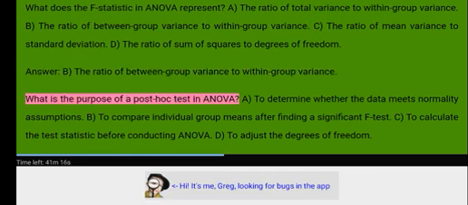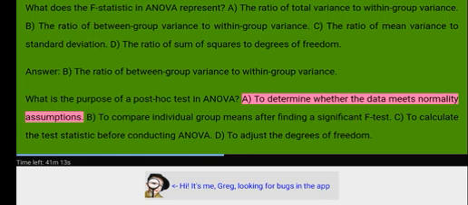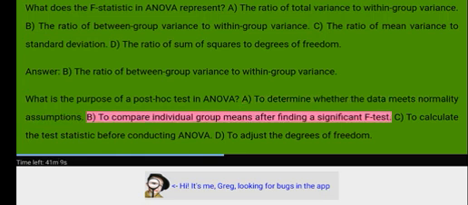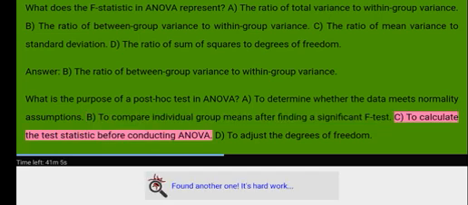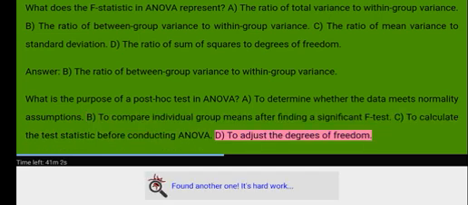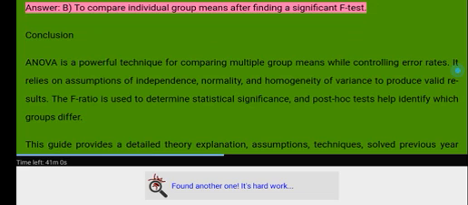What is the purpose of a post hoc test in ANOVA? A. To determine whether the data meets normality assumptions. B. To compare individual group means after finding a significant F-test. C. To calculate the test statistic before conducting ANOVA. D. To adjust the degrees of freedom. Answer: B. To compare individual group means after finding a significant F-test.